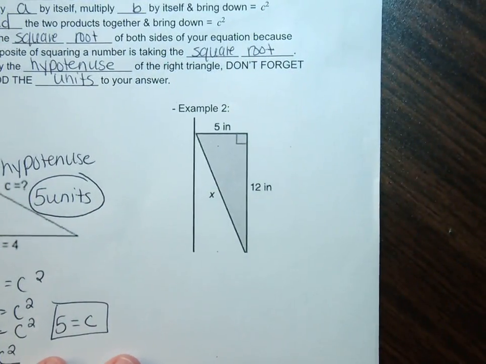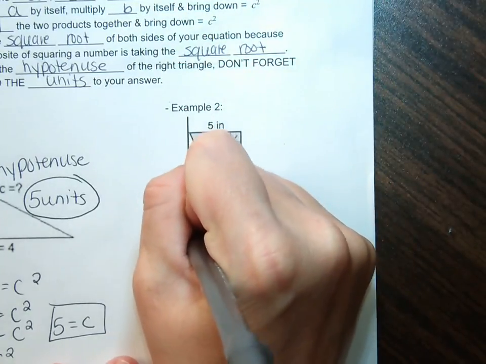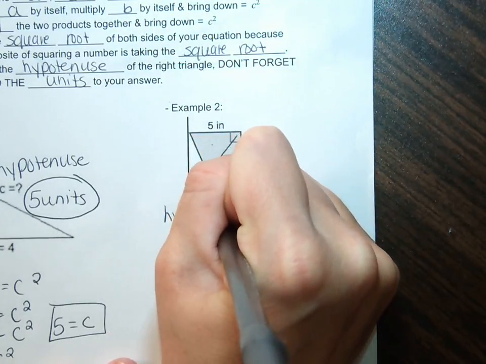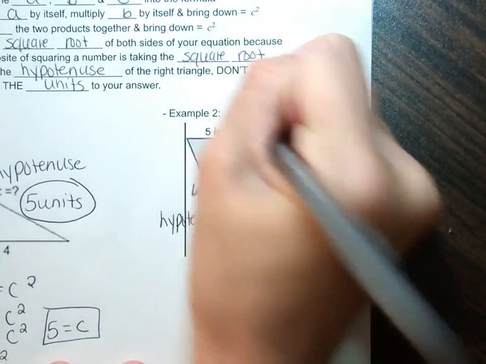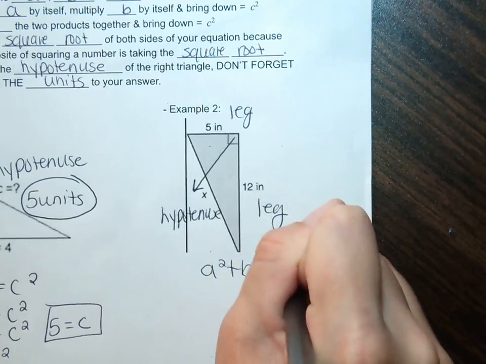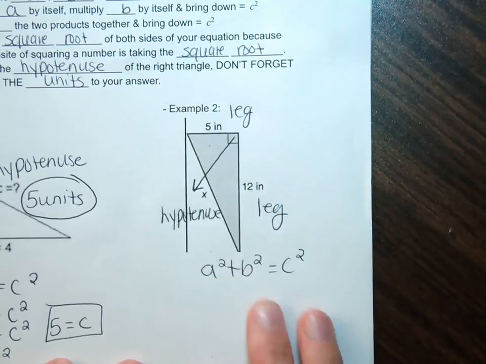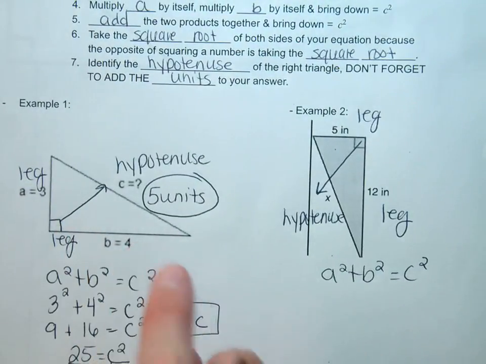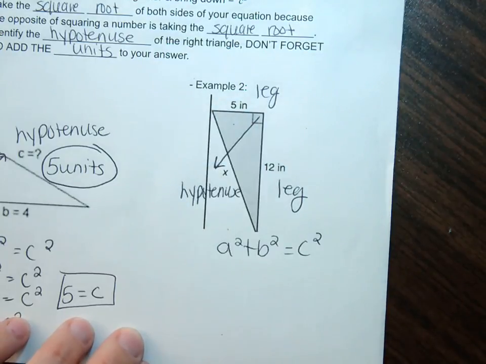Example 2. This is your hypotenuse. We have a leg, and we have our other leg. We write down our formula. A squared plus b squared equals c squared. It does not matter which is A and which is B. In our first example, it said A and B. I don't care if this is A or this is A, or this is B or this is B.